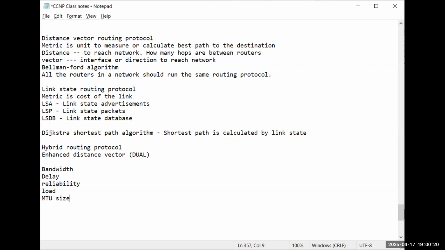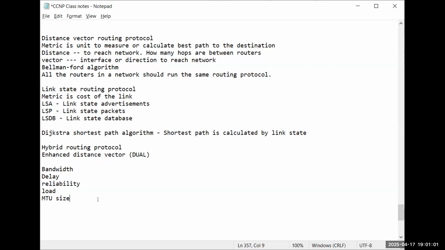But if there's any link issue, any packet drops, or a lower bandwidth on the link, it calculates the best path based on that. Mostly delay, reliability, load and MTU size will be the same. Only the bandwidth will differ. It can vary based on the type of cable or bandwidth we use. But apart from this, these are all default values. So based on this only, the metric is calculated.